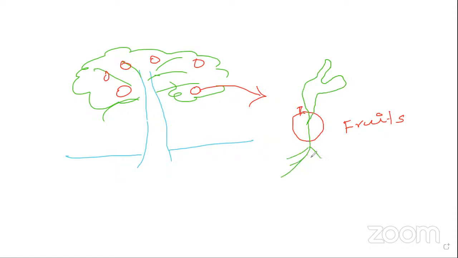It is also attached here. Just imagine like this. This condition is called, what is it? Vivipary. What is the meaning of vivipary? Vivipary is nothing but, while still on the parent plant, the seed grows as a plantlet. This is called vivipary. Example, Avicennia.